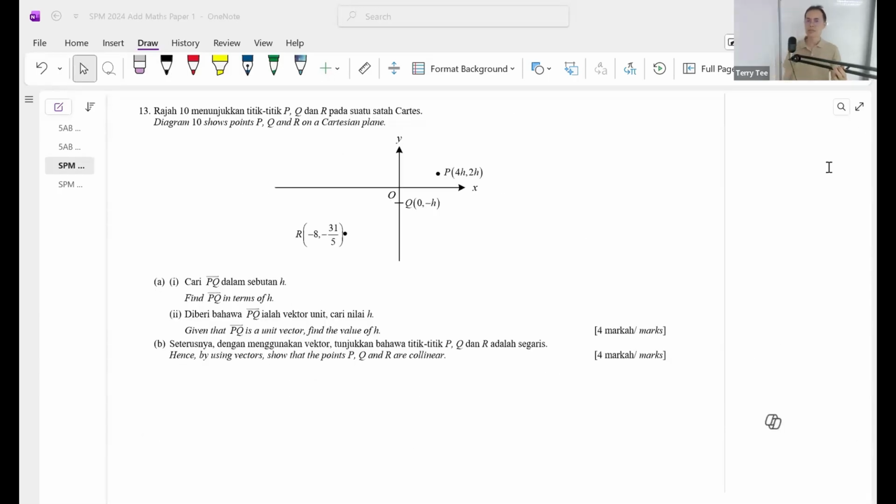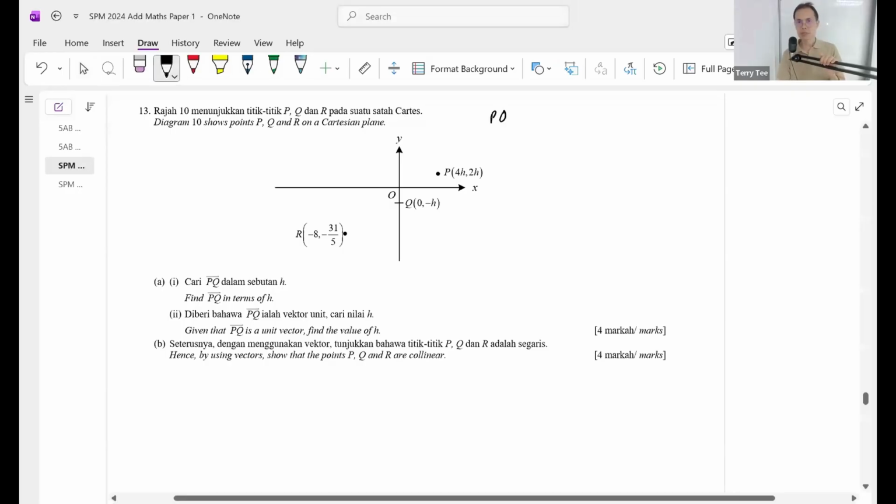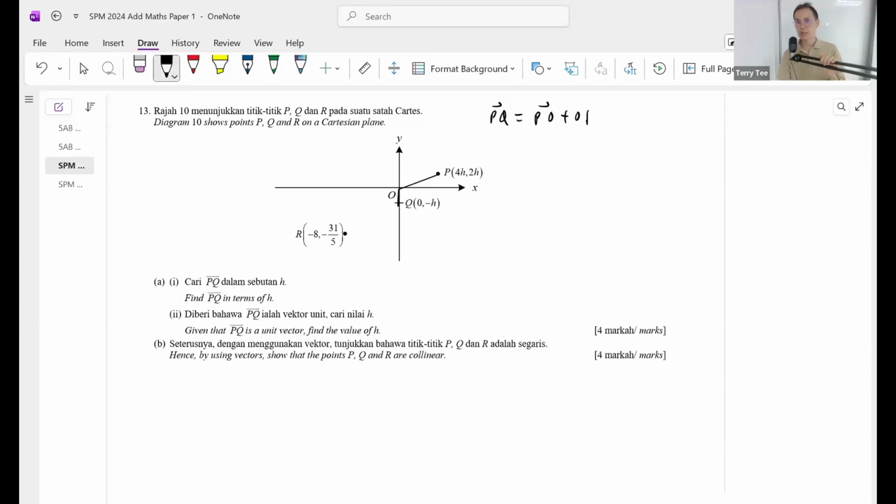Okay, question number 13, this is from the chapter vector, from form 4 chapter 8. So the diagram shows points P, Q, and R on a Cartesian plane. Find PQ in terms of h. Remember PQ, based on the diagram, we can go P to O, O to Q. It looks like this, P to O to Q. Don't really need to use the diagram. You know that, right? P, O, O, Q. We call it the triangular law for addition of vector, P to O, O to Q.